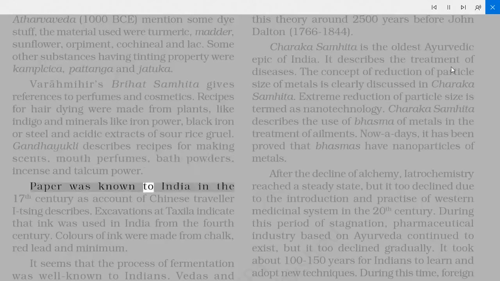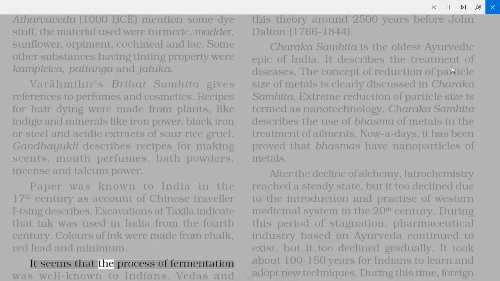Paper was known to India in the 17th century, as the account of the Chinese traveller Itsing describes. Excavations at Taxila indicate that ink was used in India from the 4th century. Colours of ink were made from chalk, red lead and minium.